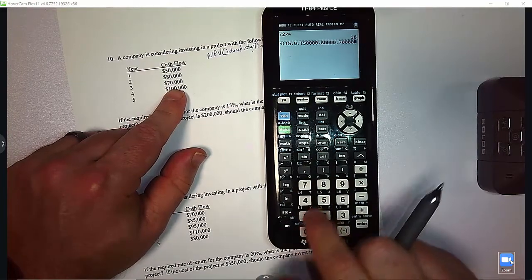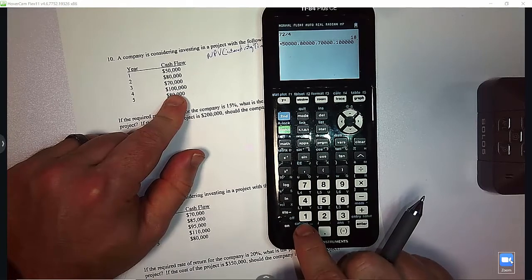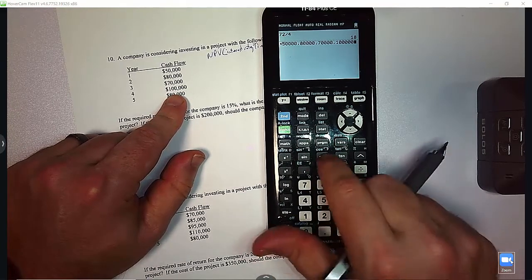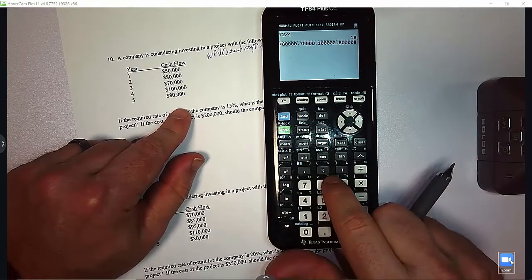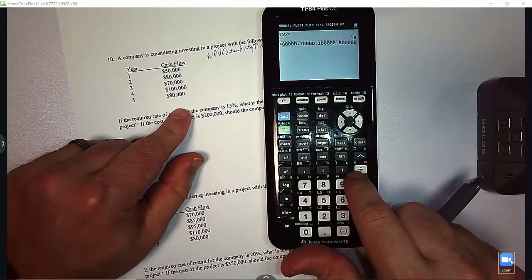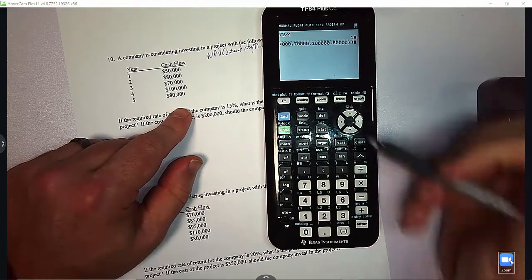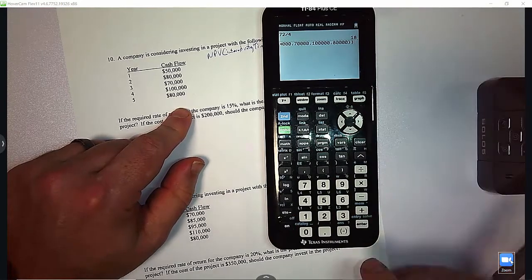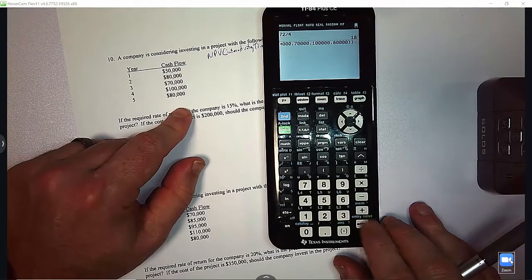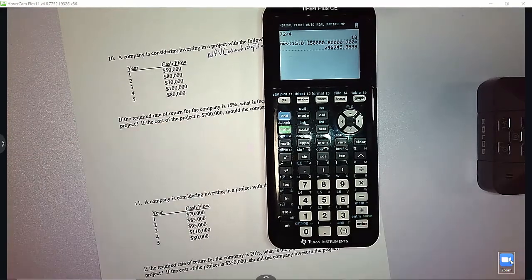$70,000, comma, $100,000, comma, and then finally $80,000. And then no comma, but second, close parentheses, and then press close parentheses again. And it doesn't show up too great on here, but this is a curly parentheses and this is a regular parentheses. Okay. And now I'm going to press enter, and it's going to give me the answer of $246,945.35.